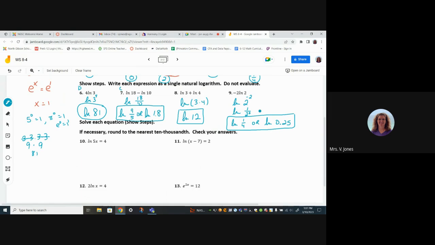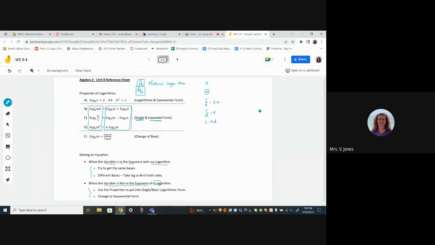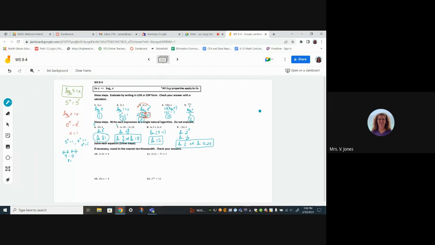Number 10, we're going to solve this. So if you go back to your solving equations, this first one says no logarithm, and the one down below says logarithm. Well, we have a logarithm in our next problem that we're looking at. All right, so we're going to look at the properties, use the properties, write it in single form, and then we're going to change it to exponential form. So when we have a logarithm, that is our goal. Single, then exponential.